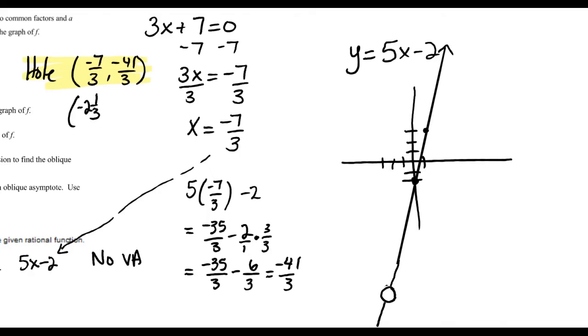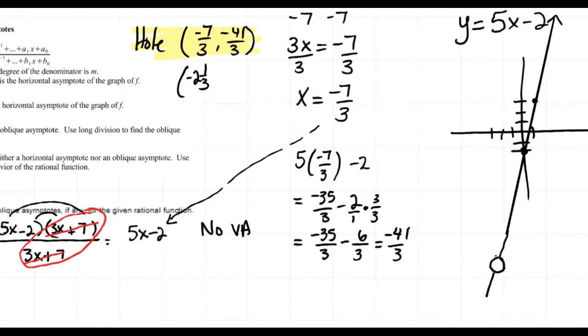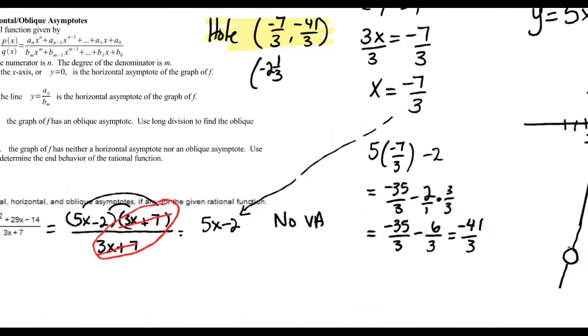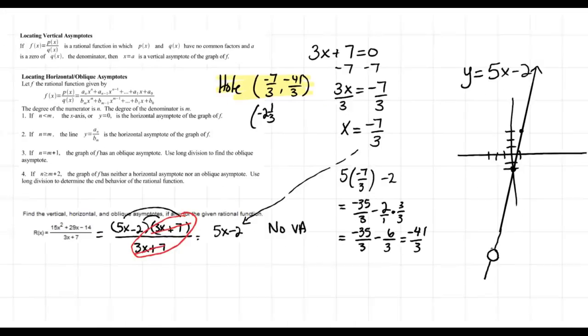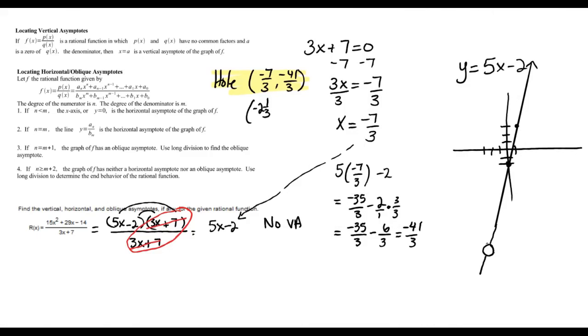So our rational function, (15x squared plus 29x minus 14) over (3x plus 7), is the same as the straight line, except it's missing that single point of negative 7/3 and negative 41/3. It has no vertical asymptotes, no horizontal asymptotes, no oblique asymptotes, because that denominator canceled out.